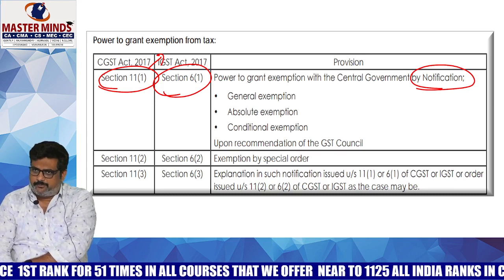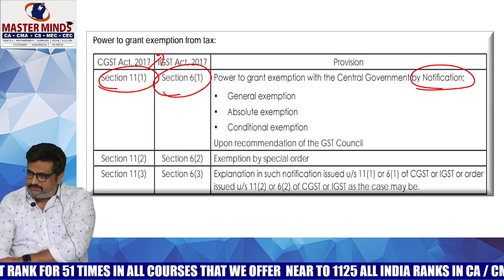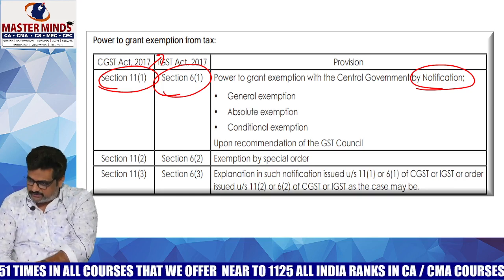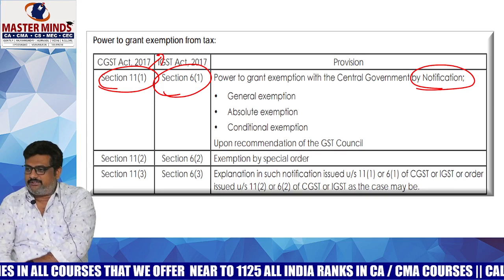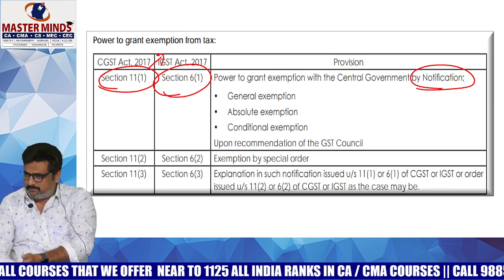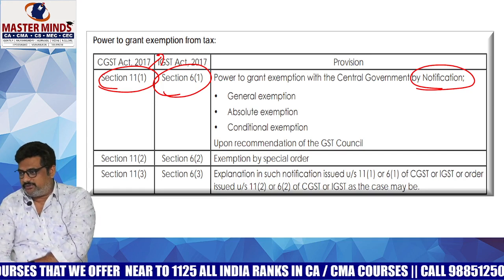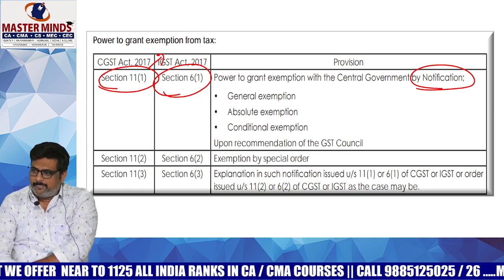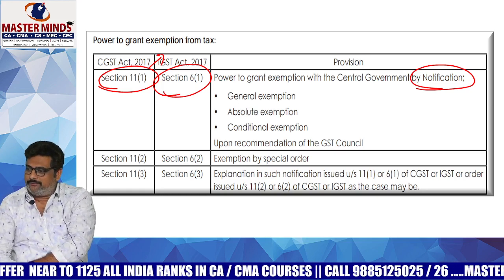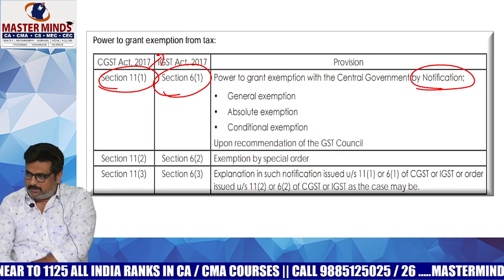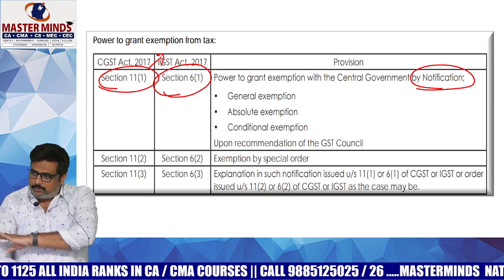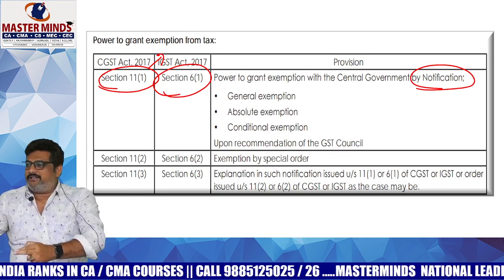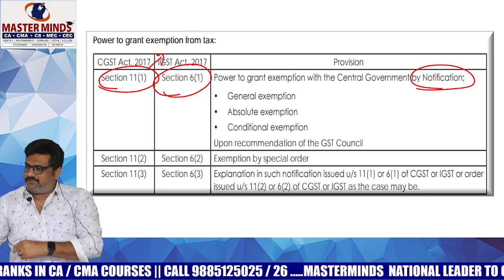Majorly, with respect to a religious place, if the rent is less than or equal to 1,000, then only it is exempted. Otherwise, it is taxable. Remember that one. With respect to a religious place, if room rent is less than 1,000, it is exempted. If it is more than or equal to 1,000, the full amount will be taxable. You are able to remember that much. So there is a condition: if the room rent is this much, you will get the exemption. Otherwise, you will not get the exemption.